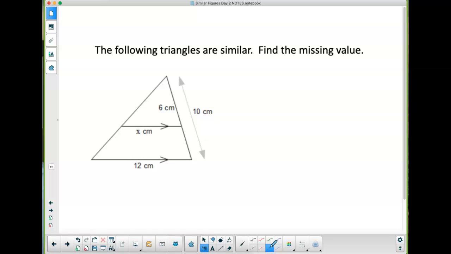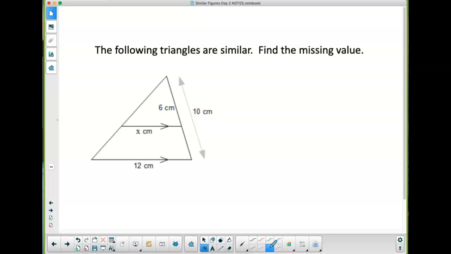The following triangles are similar. Find the missing value. Do you see two triangles in this picture? It says the following triangles, plural, are similar. Do you see two triangles? Some of you are saying, no, I don't see two triangles. There are two triangles. Jada. The big one and then in the middle there's one.